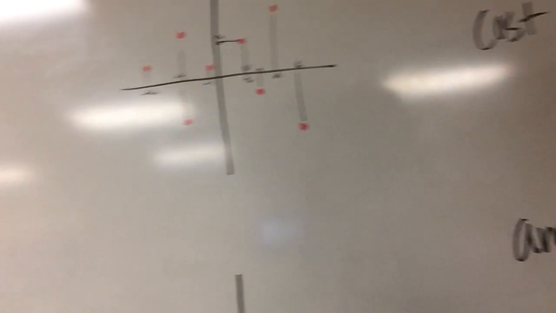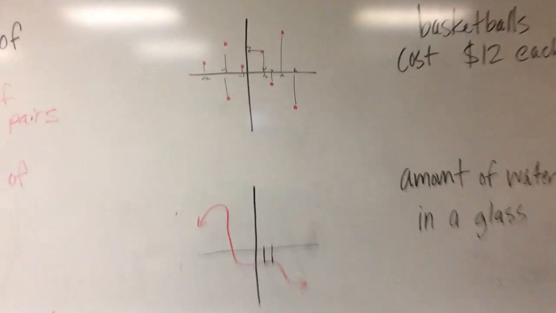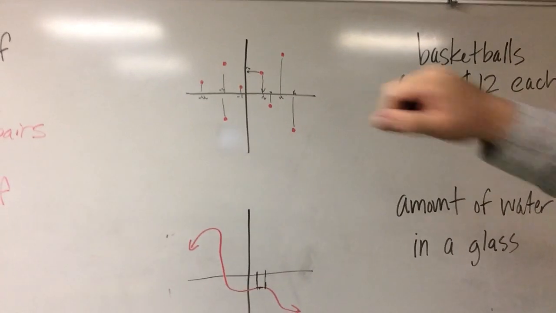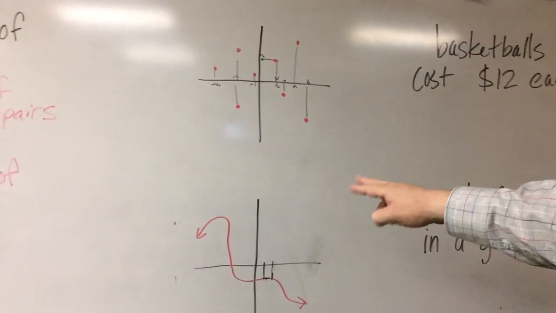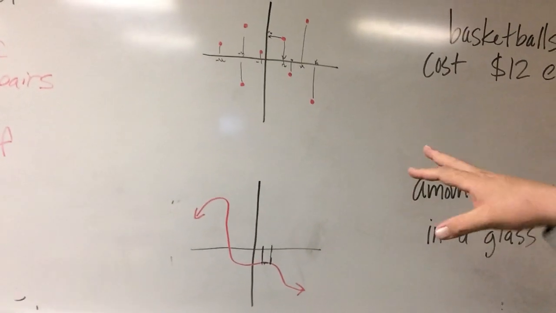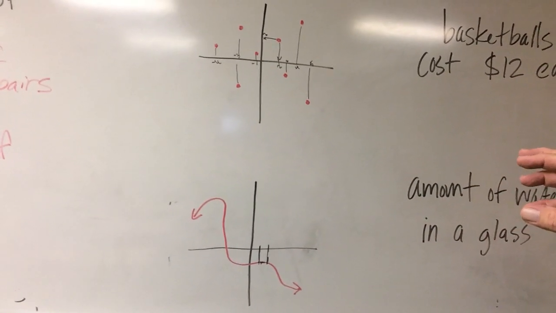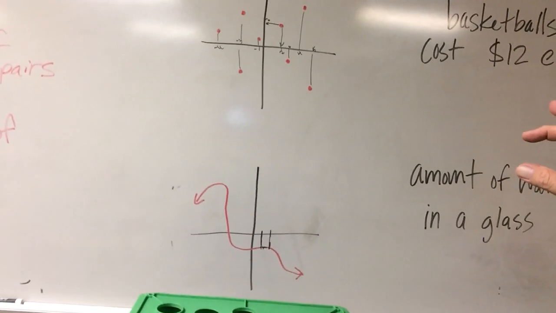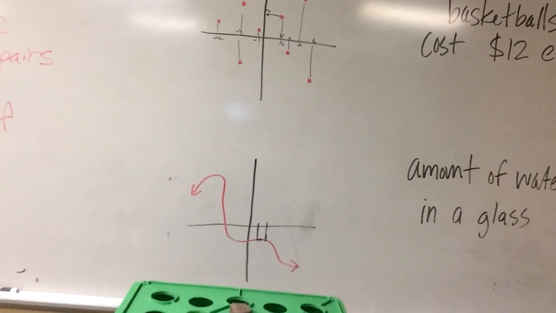So again, with the graphs, we have discrete, where it's just the points. And then we have continuous, where it's a line that is connected somehow. It could be a line, a curve, some sort of solid shape. As long as there's a line drawn on the graph and points are connected, it's continuous.